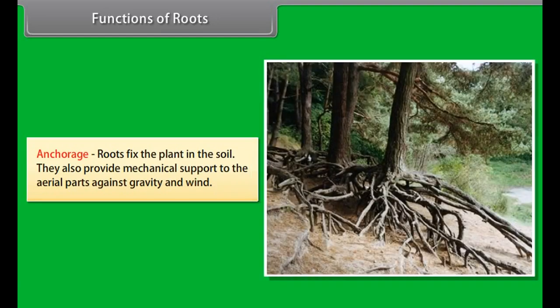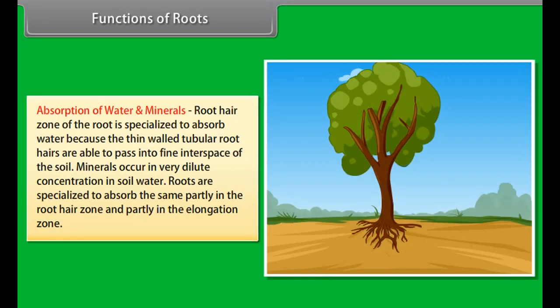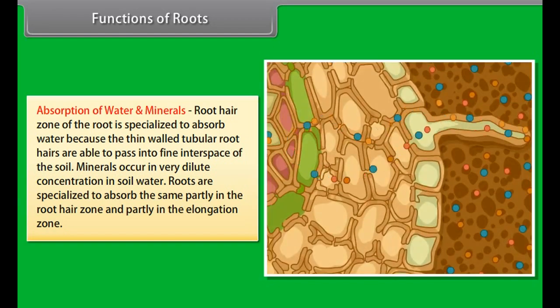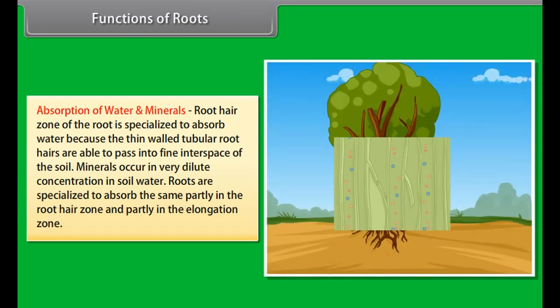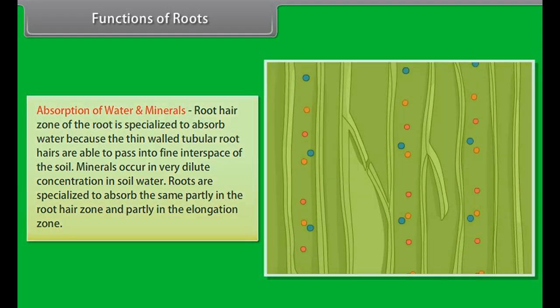Anchorage. Roots fix the plant in the soil. They also provide mechanical support to the aerial parts against gravity and wind. Absorption of water and minerals. Root hair zone of the root is specialized to absorb water because the thin-walled tubular root hairs are able to pass into fine interspace of the soil. Minerals occur in very dilute concentration in soil water. Roots are specialized to absorb the same partly in the root hair zone and partly in the elongation zone.